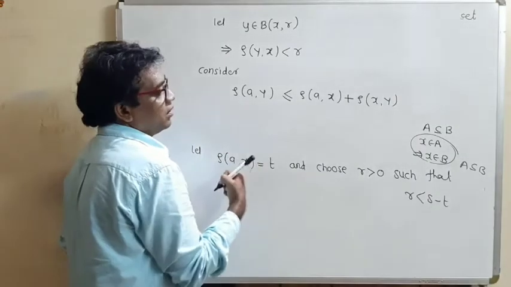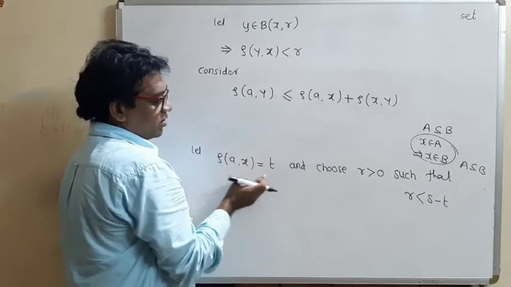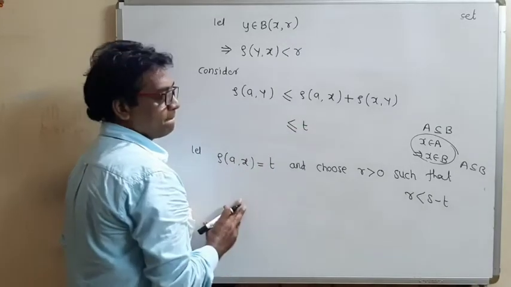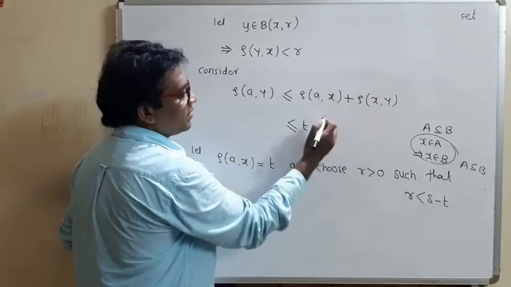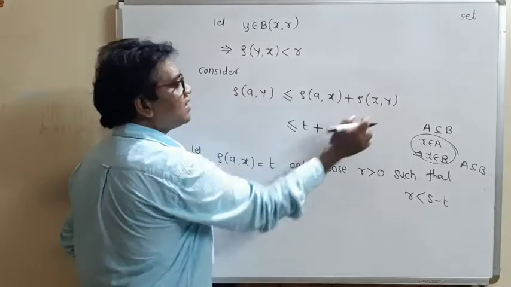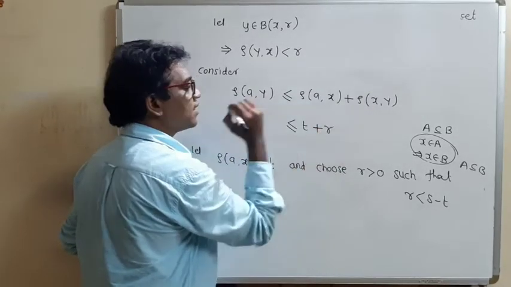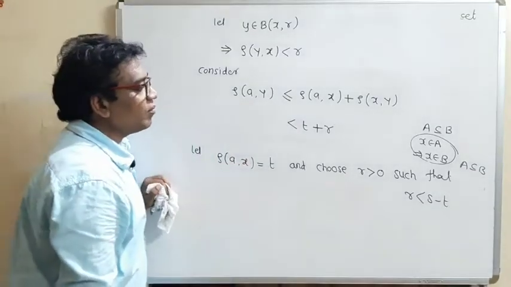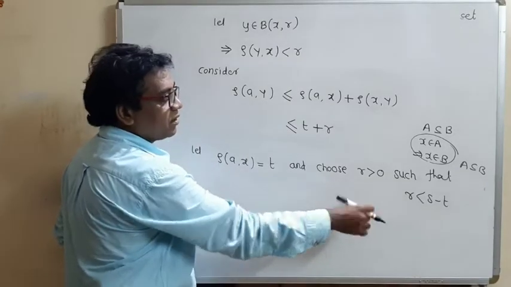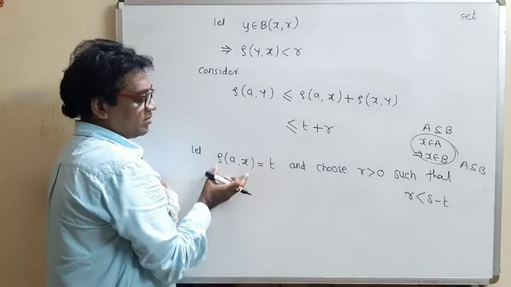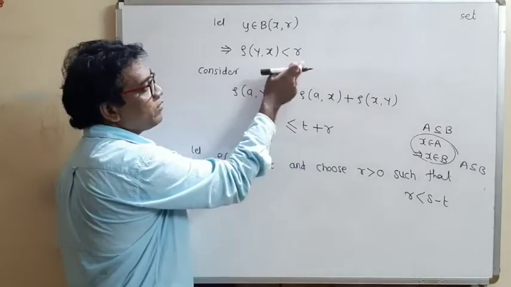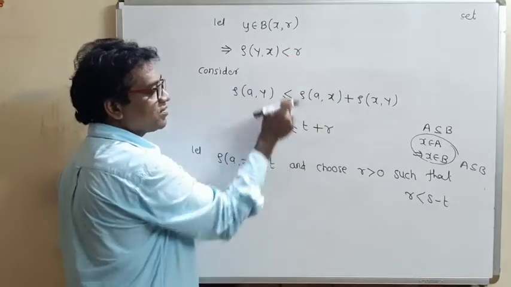So solve this condition. Now the distance between A and X, we have taken as T. So put this value: this is less than or equal to T, plus the distance between X and Y, or the distance between Y and X, which is less than R. So put this value, this is less than R. We have taken the distance between A and X as T, and the distance between Y and X is less than R.